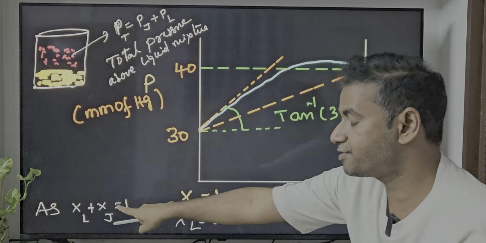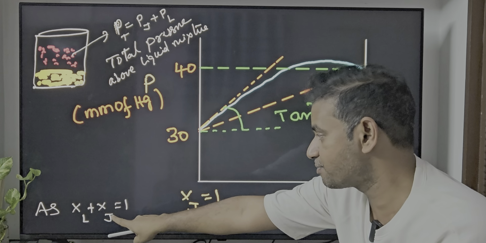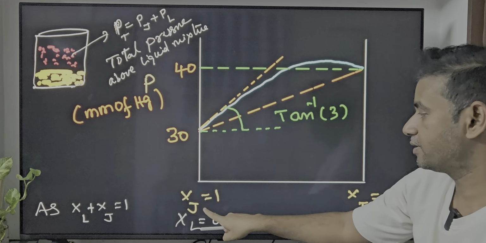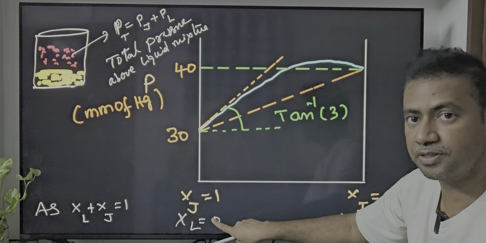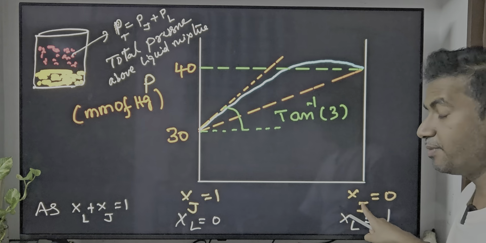variation of mole fraction of J from 1 to 0 on the x-axis. As we know, mole fraction of L plus mole fraction of J is equal to 1. When mole fraction of J is equal to 1, mole fraction of L is equal to 0. And similarly, when mole fraction of J is equal to 0, mole fraction of L is equal to 1.